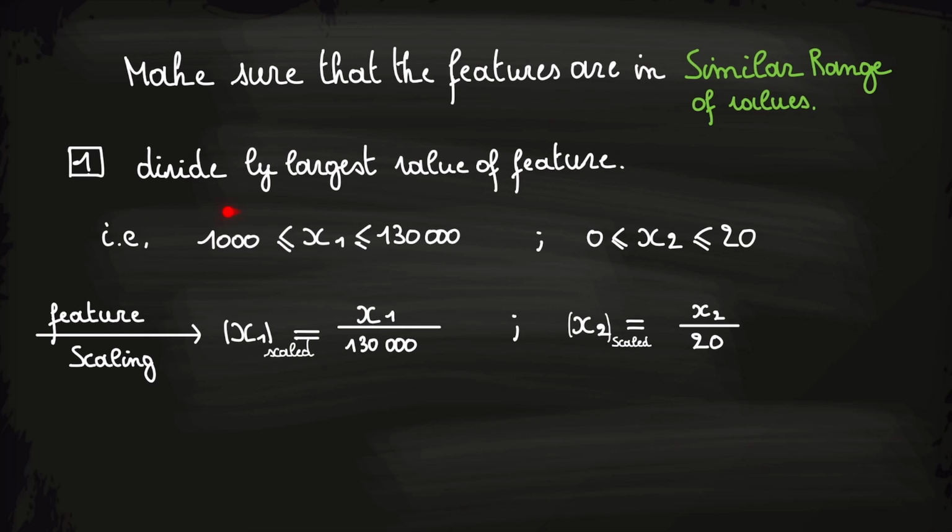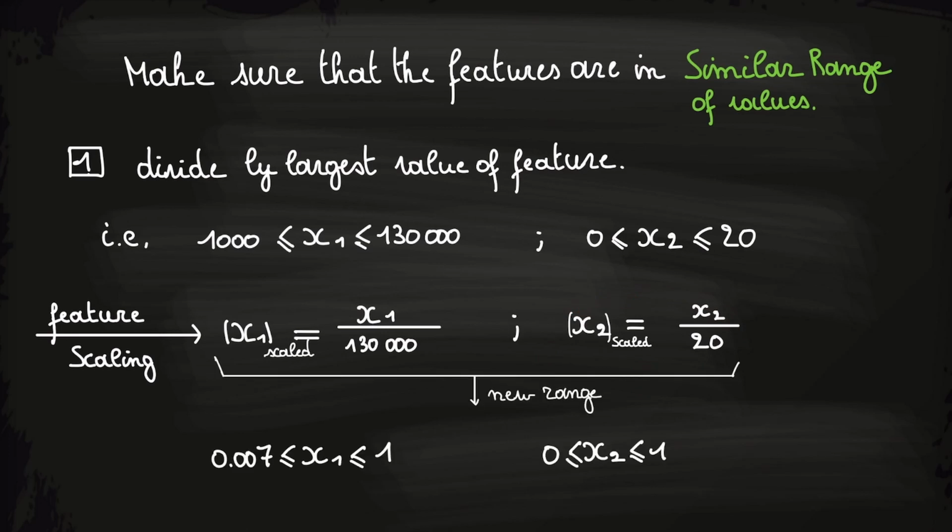Now you should scale x1 and x2 as follows. You divide them by the largest value of that feature that occurs in the training set. This way we will get a dataset that has features in a similar range, and thus we will get a dataset that might look like this. Now the contour plot will look more like a circle, and thus gradient descent can converge faster.